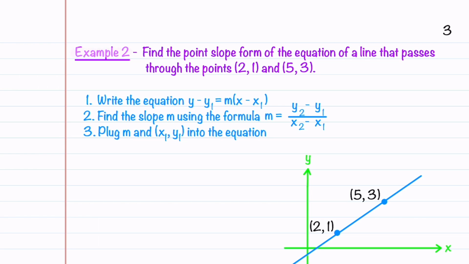In our second example, we're going to find the point-slope form of the equation of a line that passes through the points (2, 1) and (5, 3). The first step that we need to do is write the equation. We'll then find the slope using the formula m is equal to the change in y divided by the change in x. And then lastly, we'll plug m and our point (x1, y1) into the equation.